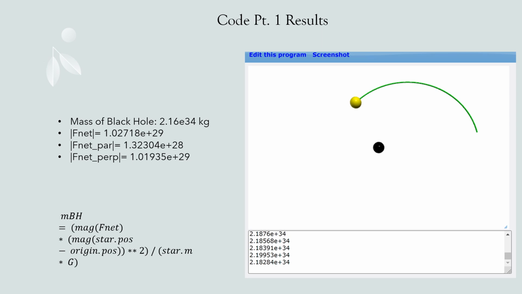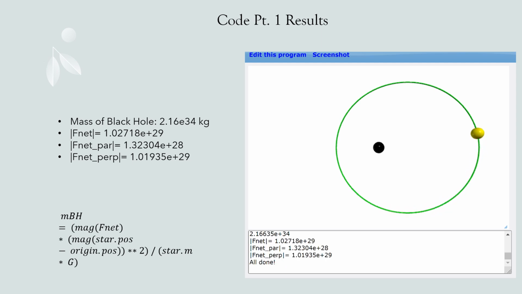Results in this experiment yielded that the mass of the black hole was 2.16 times 10 to the 34th kilograms, and the F net was equal to 1.027 times 10 to the 29th. And this can be connected to the sense that the universal law of gravitation's equation shows that the mass of an object is equal to the magnitude of net force times the magnitude of the change of position of the star squared over the mass of the star times G. So a larger net force would indicate that the mass of a black hole would also be larger.